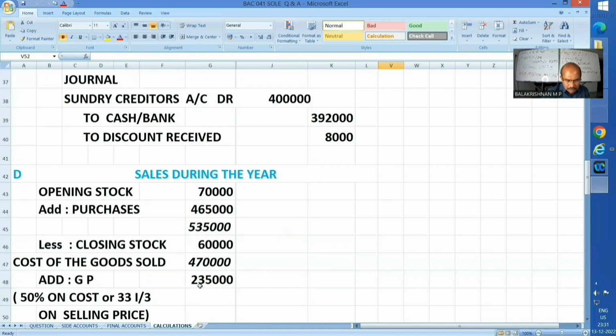And on that, the GP rate, here they have given the GP rate 33 and 1/3 on selling price, whereas we don't know the selling price now. So convert this into the GP rate on cost. That will come to 50%. You can work it out.